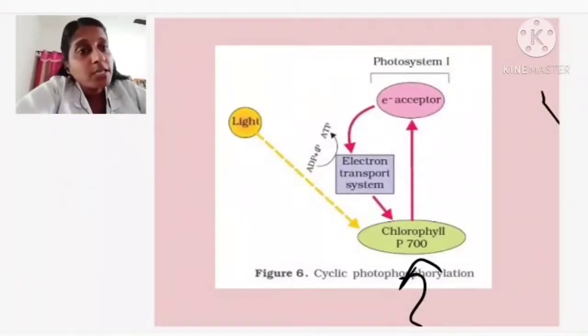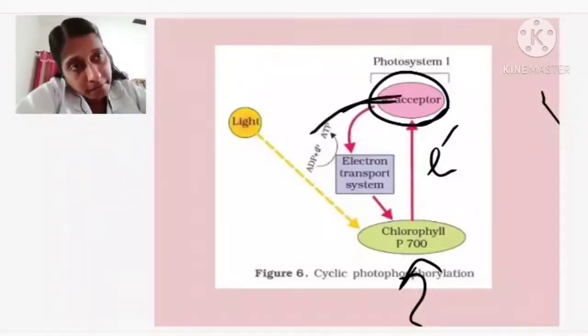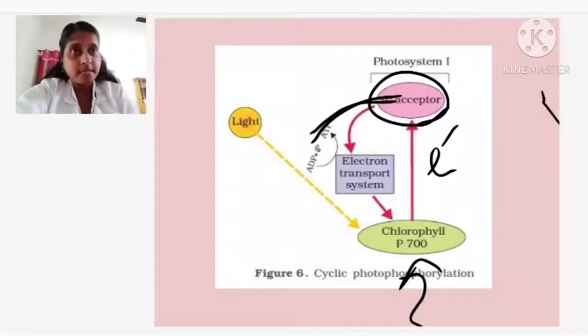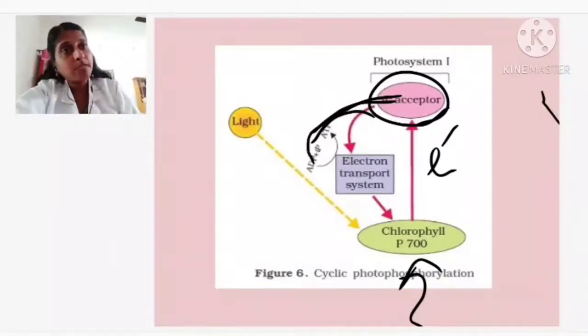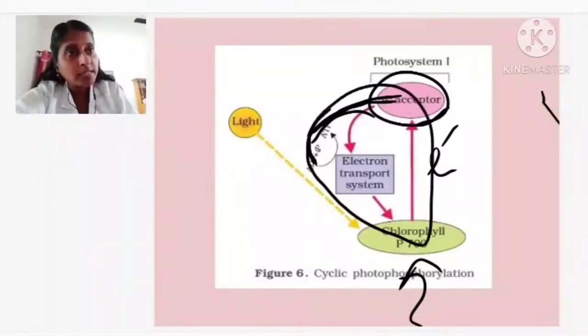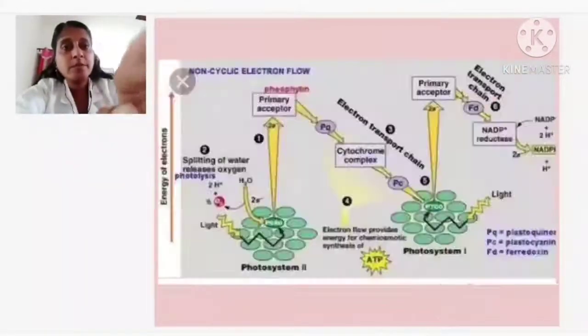When the light is falling over it, electrons are released. These electrons are accepted by this electron acceptor molecule, okay? Thereafter, it is not going that side. Instead, it is accepted by the other electron acceptor molecule present over here, and again the electrons come over here, and the cycle is repeated like this.